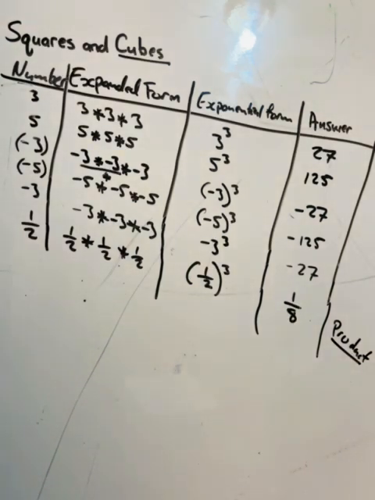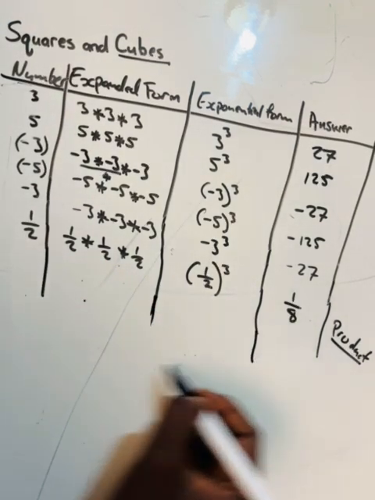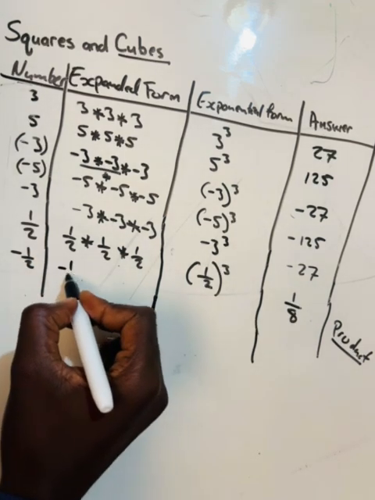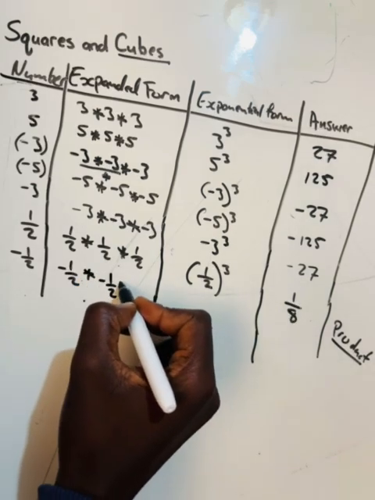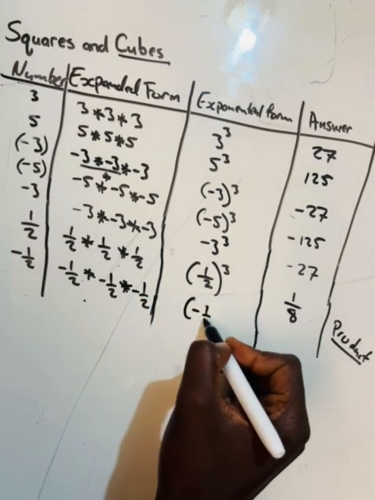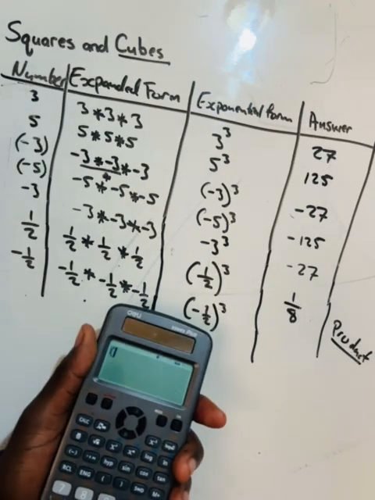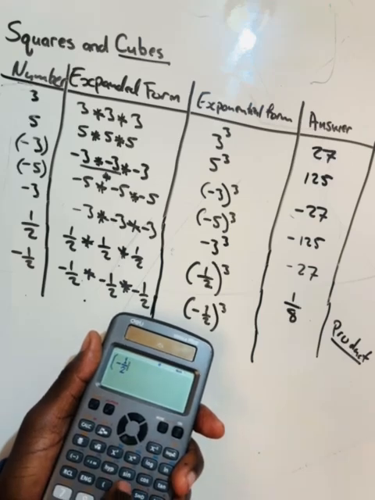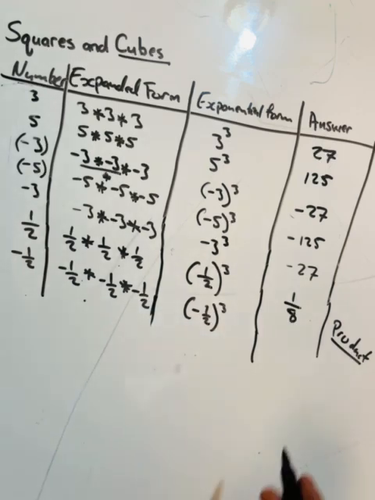Okay. Now, what if we are given a negative half, the fraction? So we come here, we say negative half. What does it mean? It simply means negative half multiplied by a negative half multiplied by a negative half. We open the bracket, we say negative half, close bracket to the power 3. We go to our calculator, we start by opening the bracket. Now we say negative 1 over 2. Then we close the bracket, we say cubed, which gives us negative 1 over 8.